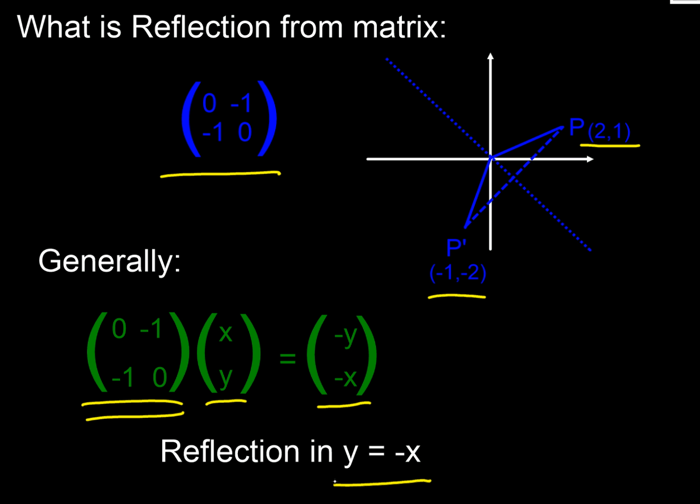Now we can find the reflection in any line with any gradient, any line that's going through the origin. It must go through the origin for this to work. But we can come back and work on that in class.